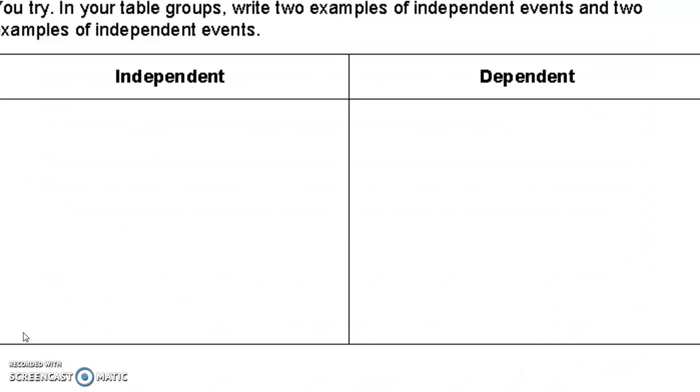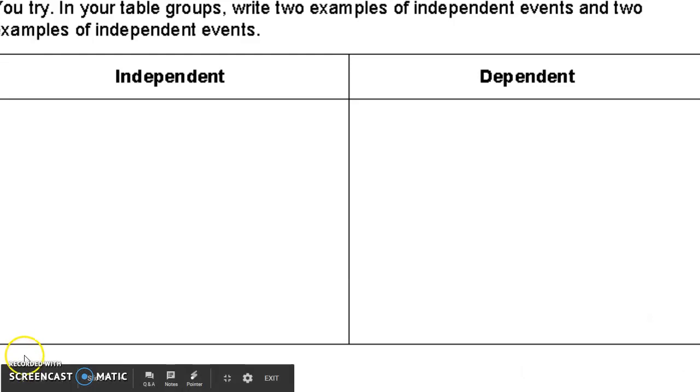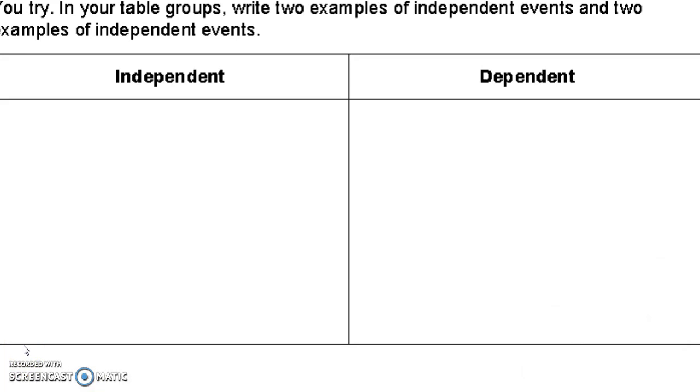What I'd like you to do now is take just a couple of minutes, talk it through with your table groups, and write 2 examples of independent events and 2 examples of dependent events. And remember, the important piece here is, in a dependent event, the selection in the first event changes the probability of the second event. And in class, we can talk through some of your examples.